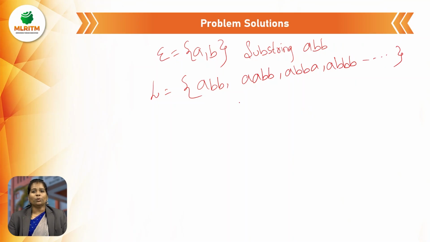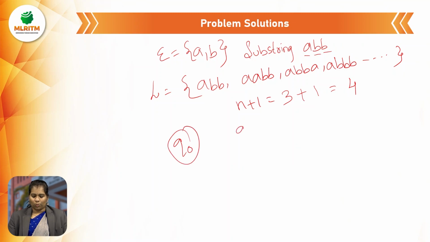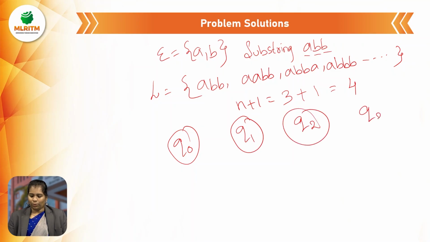So we have three variables. What is the formula to know the states? That is n plus 1. How many variables are there? 1, 2, 3. 3 plus 1 is equal to 4. So we can say 4 states: Q0, Q1, Q2 and Q3. Here Q3 is the final state and Q0 is the initial state.